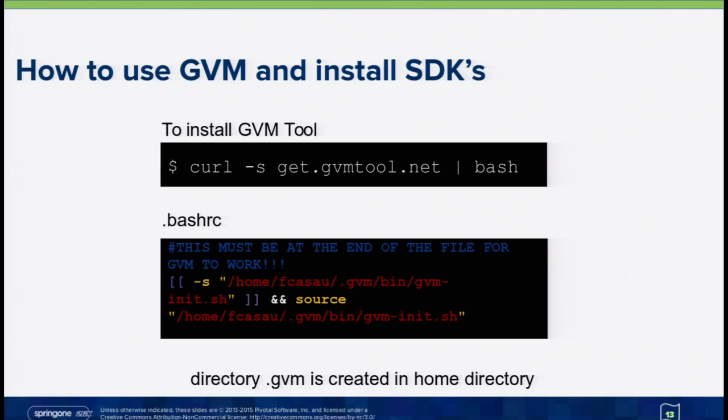I will show you quickly how to install GVM and how to install the latest version of Spring Boot. You can see in this line, first to download and install the GVM tool, and later some lines that you have to write in the Bash RC file in Unix systems.